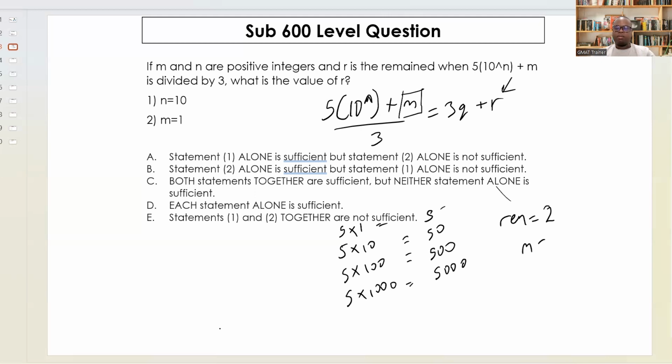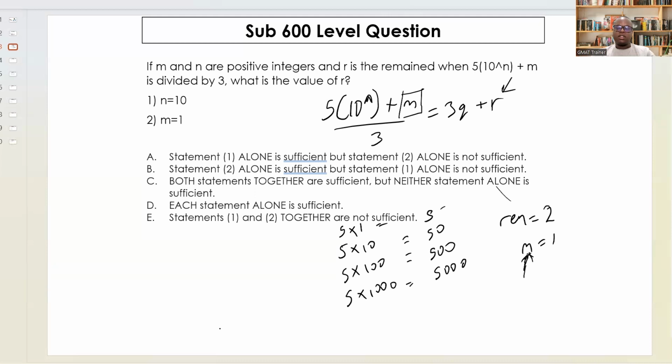If you know the value of m, then that will determine what the remainder is, because if m is 1, the remainder will be 0. If m is 2, the remainder is going to be 1. If m is 3, then the remainder is going to be 2, r is going to be 2. So that is what we need to find out. So getting to know what the value of m is will help us to determine sufficiency.